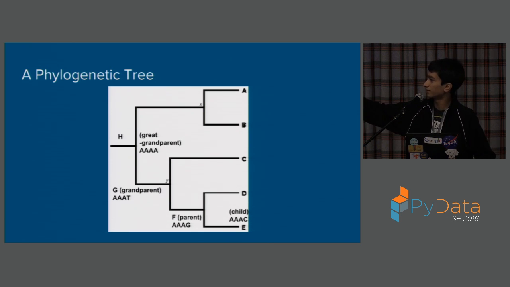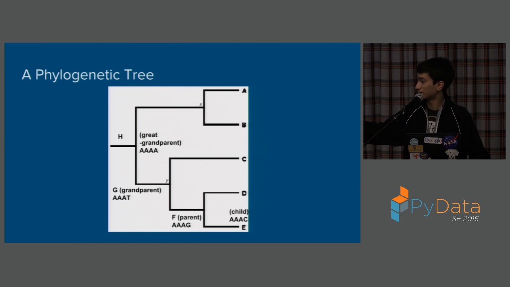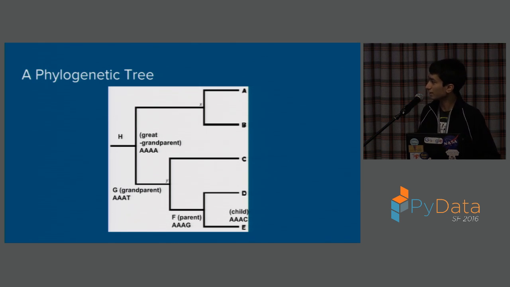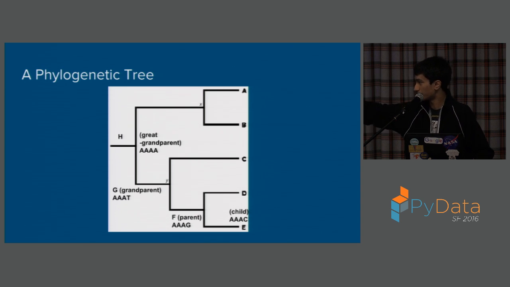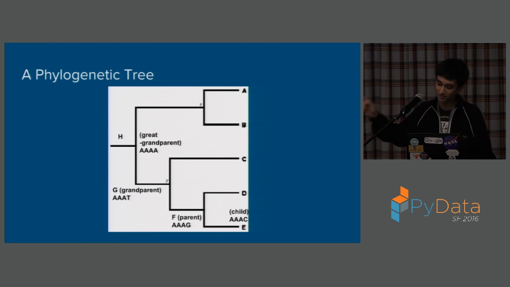Obviously, those sequences are not that simple. They're actually 1,700 letters long. I've just shortened them down to 4 base pairs for simplicity's sake. So let's look at the bottom part. So we have H, G, F, and E. So H is a great-grandparent, G is a grandparent, F is a parent, E is a child.